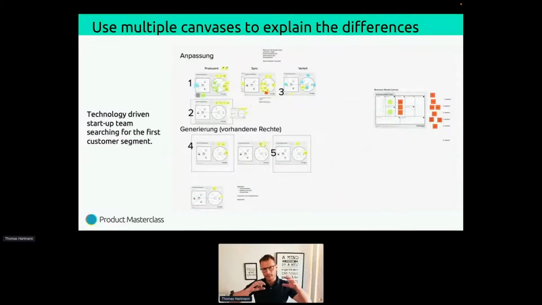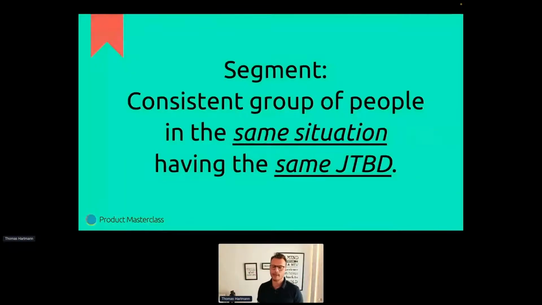So regarding segmentation, the first thing is that it's important that you actually do it, that you actually use Miro or Mural. It's easy to copy and paste, have different canvases and separate your thoughts in different canvases. The second thought about segmentation is how you actually segment your customers. I think this is really important, and not too many people do it like that. I think a segment is a consistent group of people in the same situation having the same job to be done.